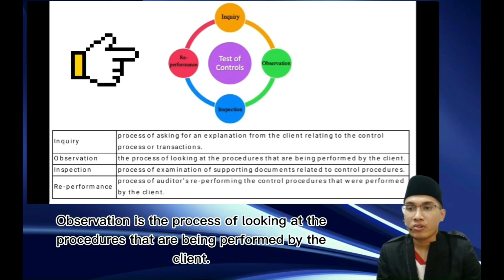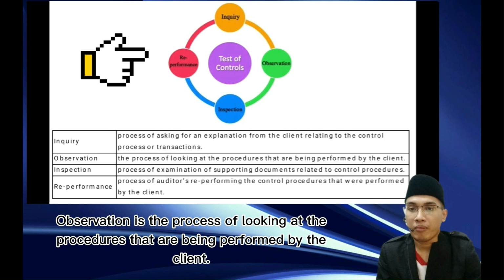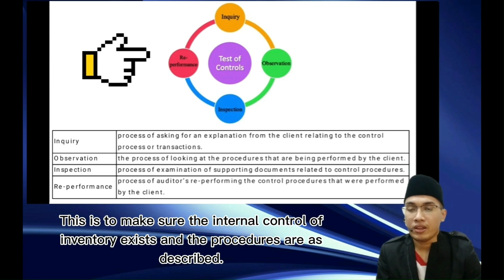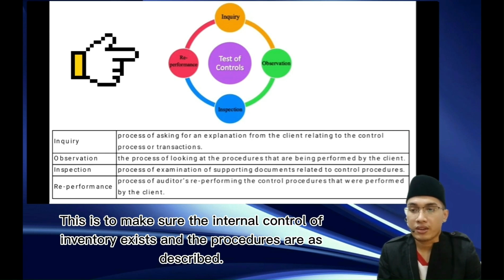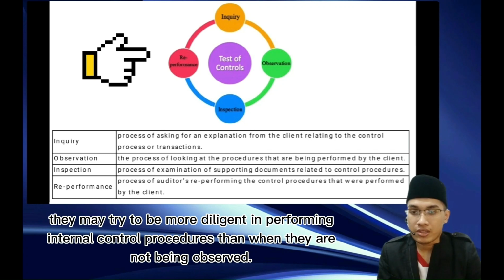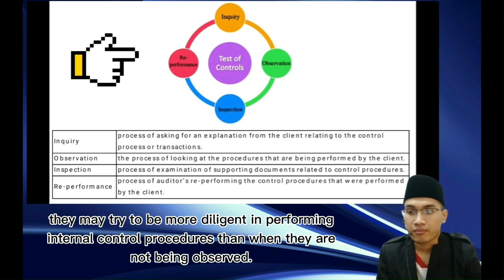Observation is the process of looking at the procedures that are being performed by the client. For example, we perform this type of test of control by observing the inventory counting procedures that are being performed by the client at the year end. This is to make sure that the internal control of the inventory exists and the procedures are as described. Similar to inquiry, audit evidence we gather using observation is also limited. This is because the client employees know that they are being observed. They may try to be more diligent in performing internal control procedures than when they are not being observed.